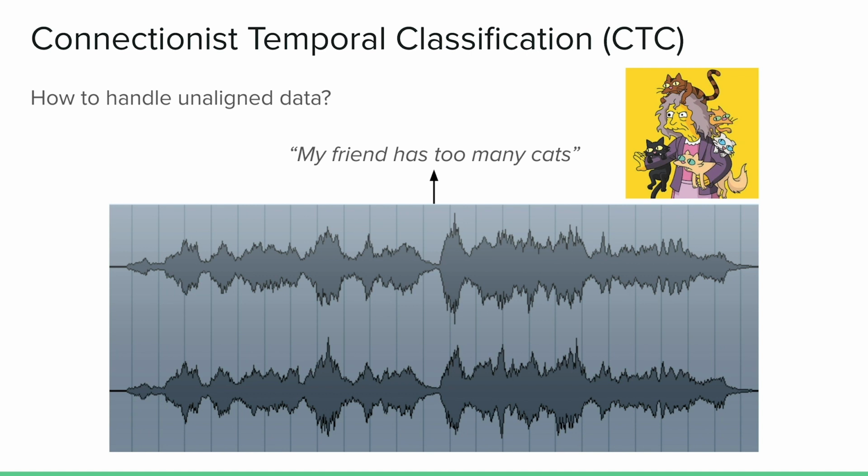CTC allows us to do alignment-free training here. So we only need the input sequence and the second sequence that we want to produce as output. So how does it work? We're summing over the probabilities of all possible alignments between the input and the target and our label.